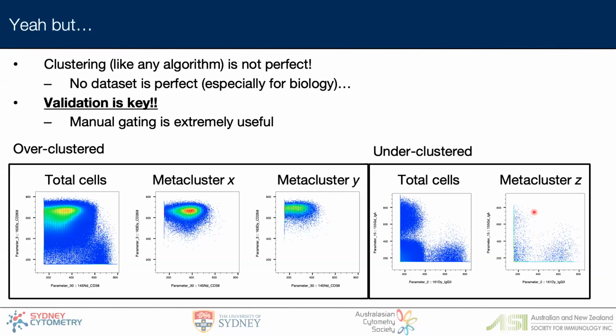And I think for a lot of these things, we're still at the stage where these computational algorithms are useful to just give you a very quick idea of the overall spread of your data. Ideally, you will use that as an indicator for where you should focus your attention next. And that's where manual gating is still extremely useful here.